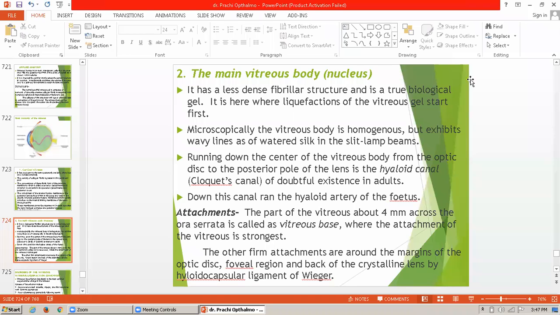Microscopically, the vitreous body is homogeneous but exhibits wavy lines like water silk in the slit lamp beam. There is a canal running down the center of the vitreous body from the optic disc to the posterior pole of the lens, the hyaloid canal, that is Cloquet's canal, of doubtful existence in the adult.